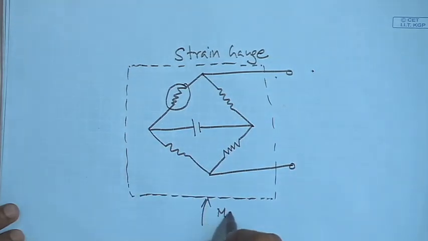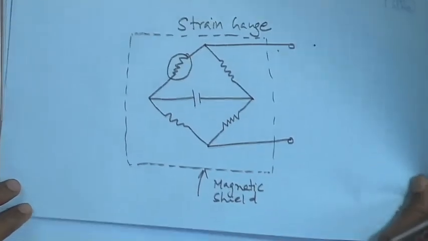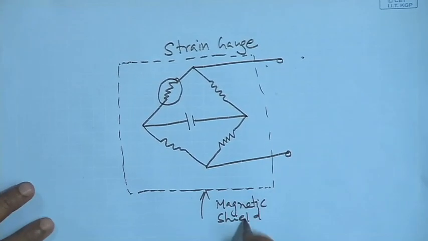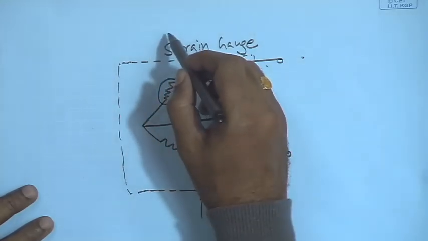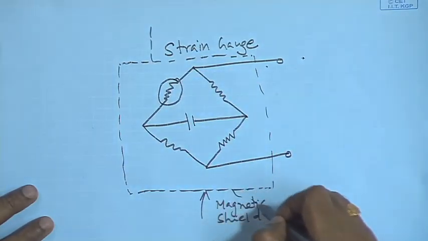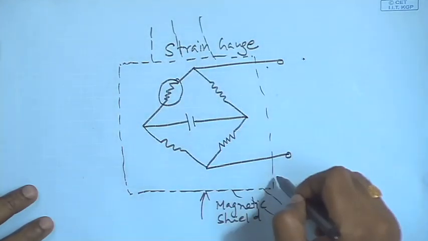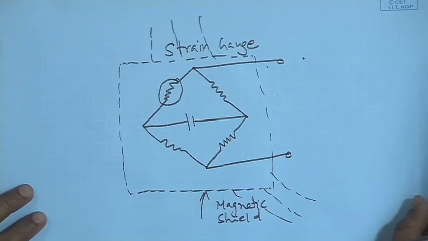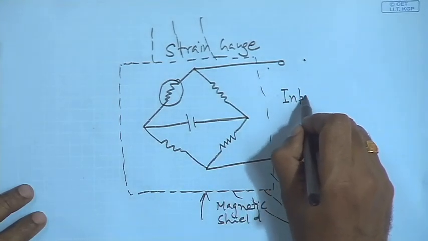So, you have a magnetic shield which blocks the effect of interfering magnetic field. So, again this is an example of input filtering.